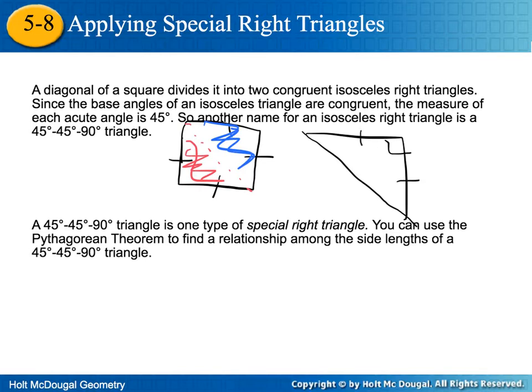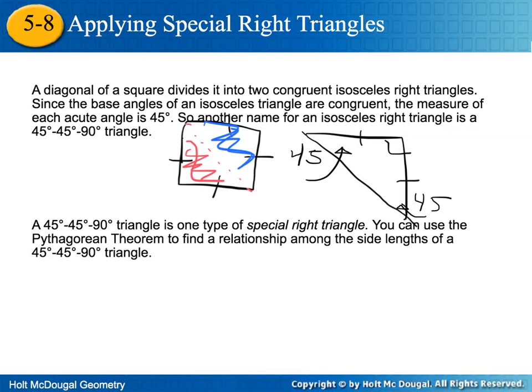So since this square got cut down the diagonal, this corner still stays 90 degrees. These two sides stay the same. And since these are isosceles, these have to be the same. And the only number that works for that would be 45. So these numbers are 45 degrees. Since the base angles on isosceles triangles are congruent, the measure of each angle is 45 degrees.